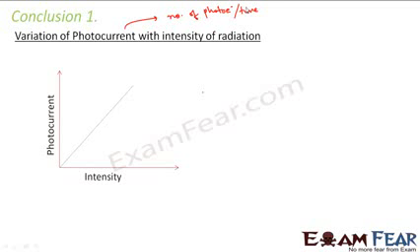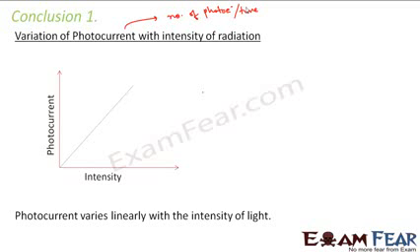So that is photocurrent. So it was seen that as the intensity of the incident light was increased, the number of photoelectrons emitted also increased with time. So if the number of photoelectrons emitted keep increasing, the photocurrent will also increase, right? So photocurrent varies linearly with the intensity of light. So if we want more photocurrent, we have to provide light of more intensity.